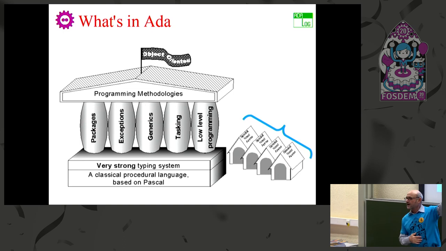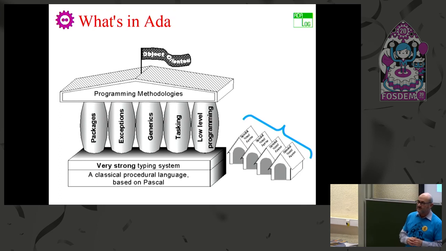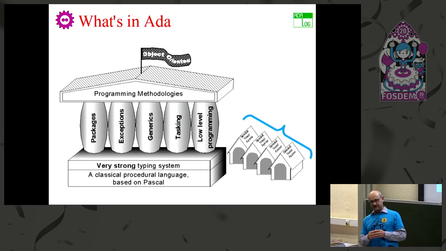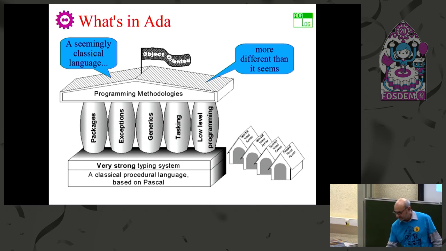So extra services that are not required from all compilers are put into the annexes for special purpose. So I'll talk later about the distributed system annex. You have an annex for real-time systems, an annex for system programming, an annex for information system, for numerics, and so on. So people who don't care for numerics do not need to bring in all the numeric stuff. That's what it means.